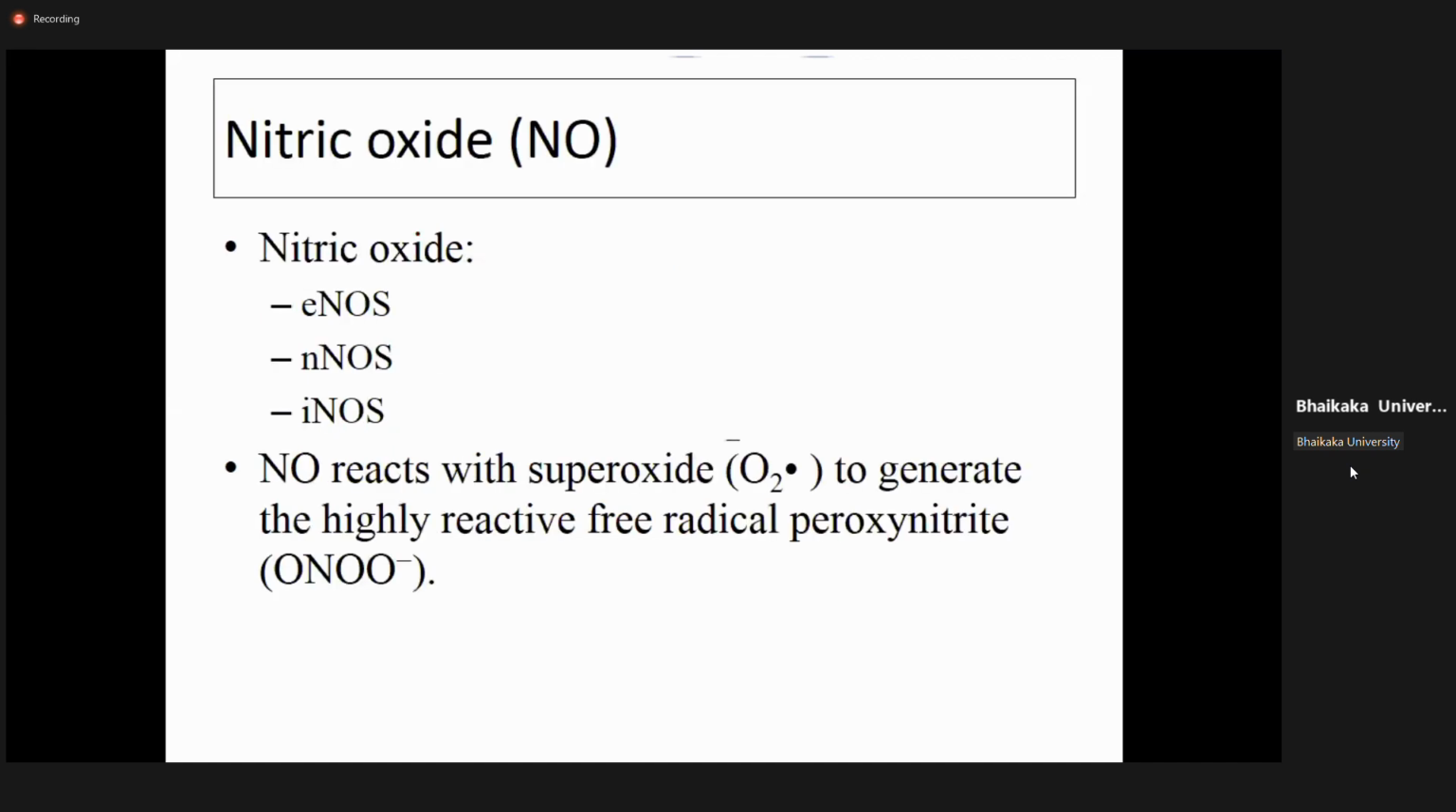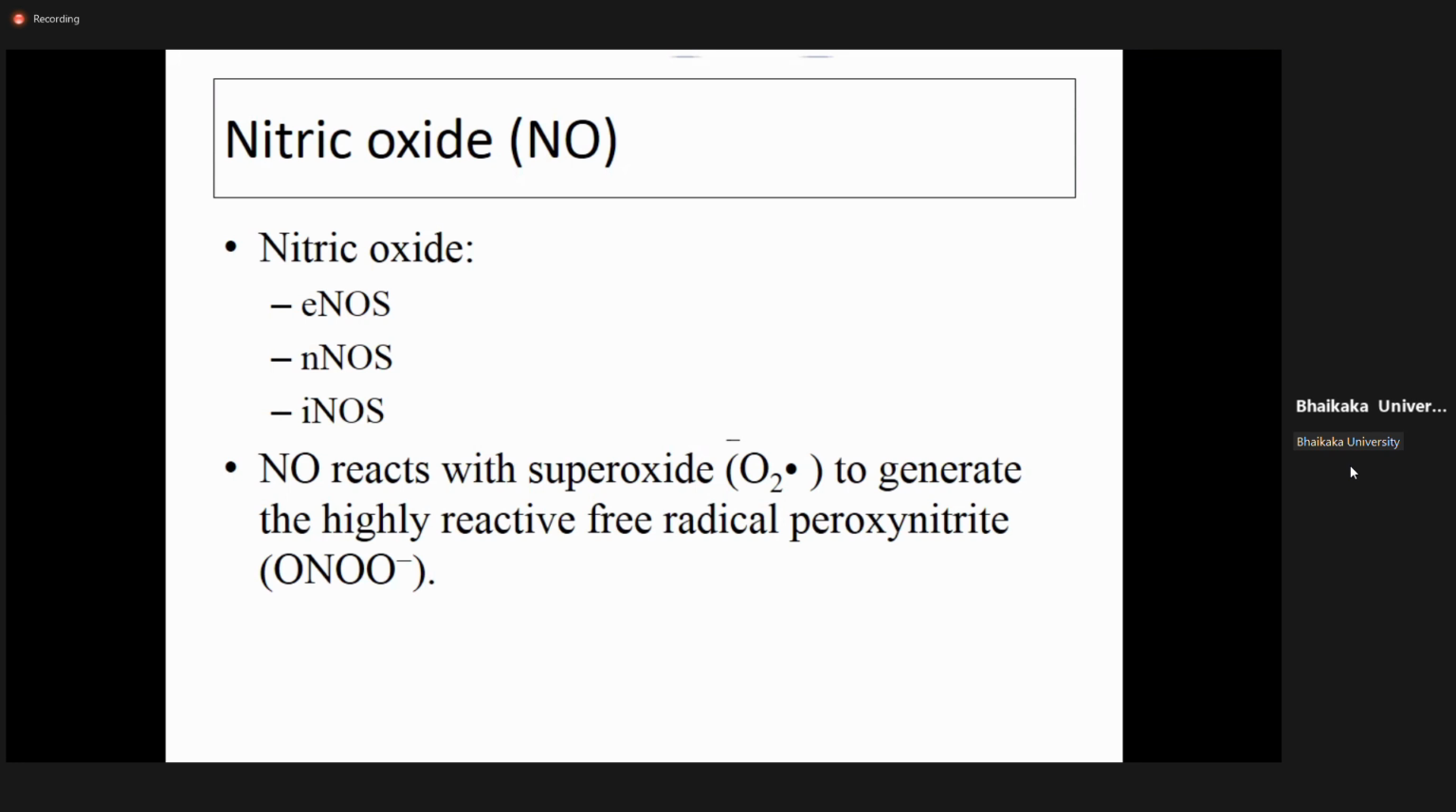Third mechanism is nitric oxide derived free radicals. There are three different forms of nitric oxide synthase: eNOS, nNOS, and iNOS. E is for endothelial nitric oxide synthase, which will synthesize nitric oxide in the endothelial cells. And the function here is this nitric oxide produced in the endothelial cells will maintain the tone of the blood vessels. N is neuronal nitric oxide synthase produced in the CNS, which helps in neurotransmission.